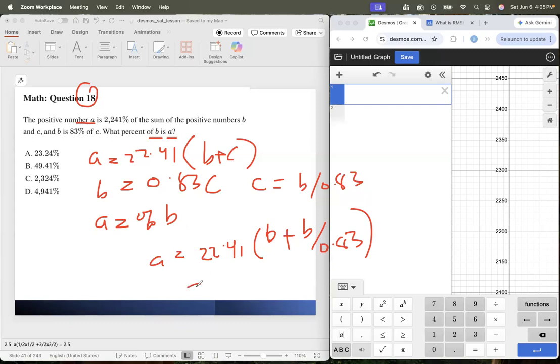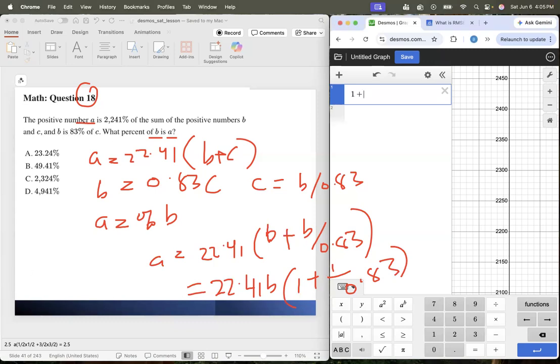What is B? This is simplify B out, right? If you simplify B, you get 22.41 B times the quantity 1 plus 1 over 0.83, right? And this, you can solve in Desmos. Let Desmos solve it first.